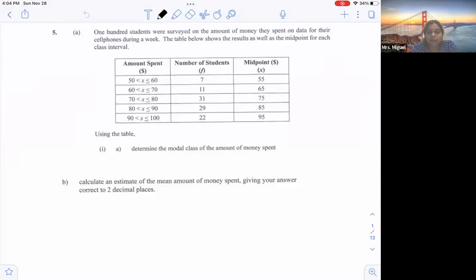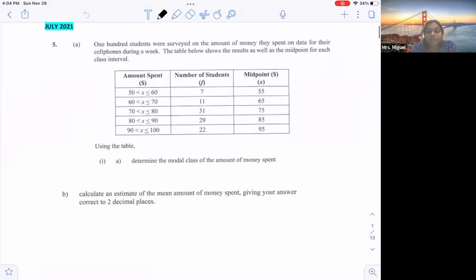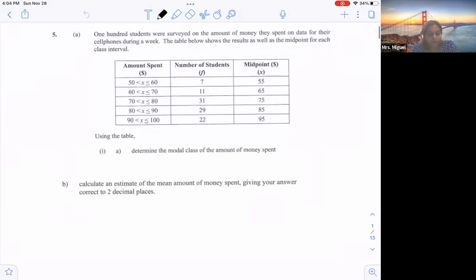Today's class, we are going to focus on questions 5 and 6 of the CSEC papers. The first question we are going to attempt is taken from July 2021, right? Now this one is familiar.